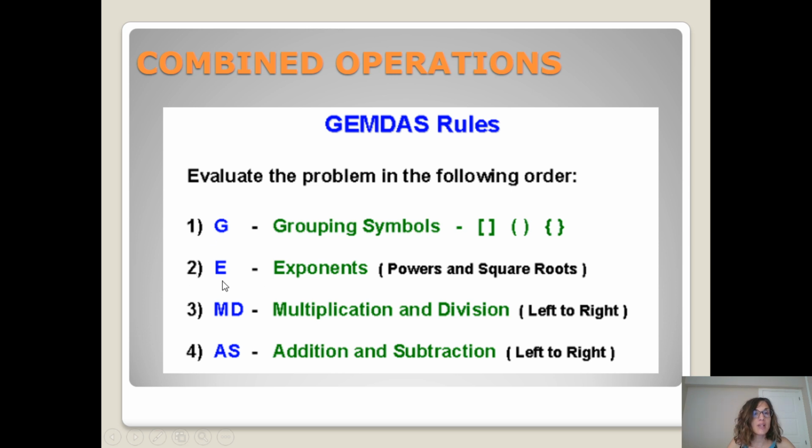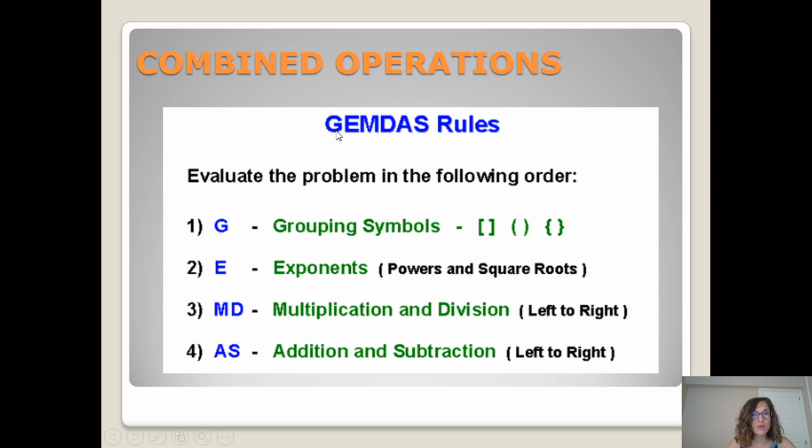Then in the second place, we have exponents. So E for exponents. What's that? Powers and roots. Here you have square roots, but it doesn't matter which kind of root you have. So that will go in the second place. In the third place, we have the multiplication and division. So MD for multiplication and division. And finally, we have AS for addition and subtraction.